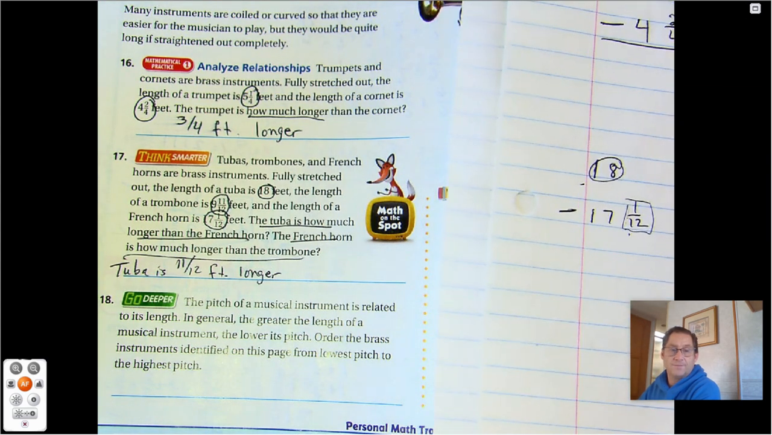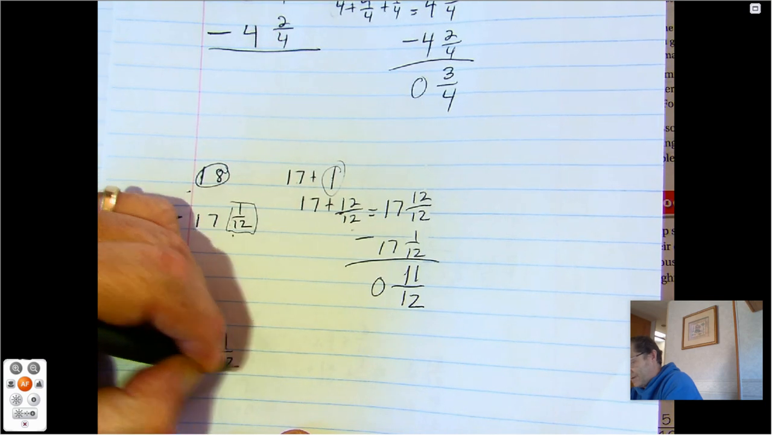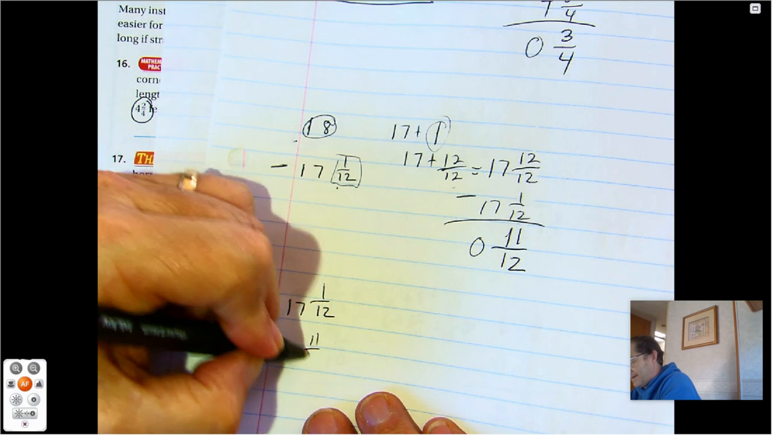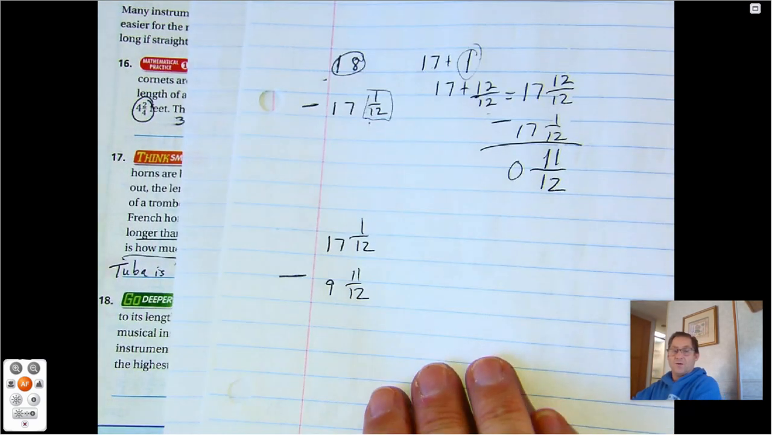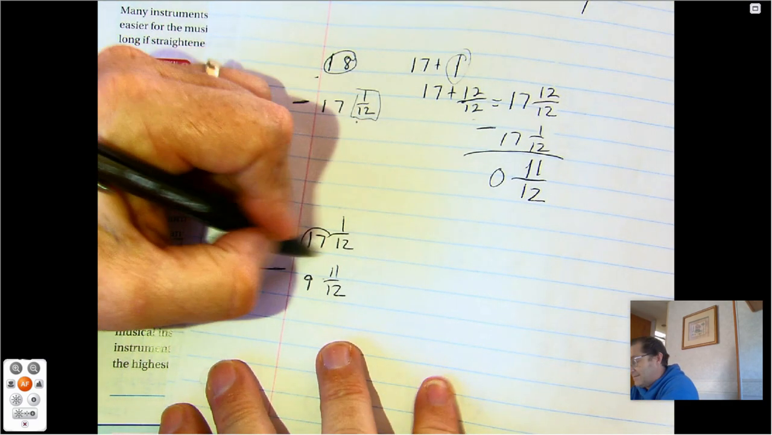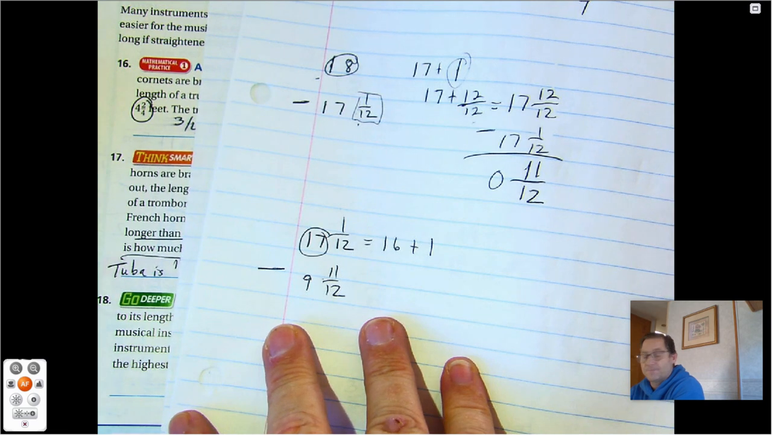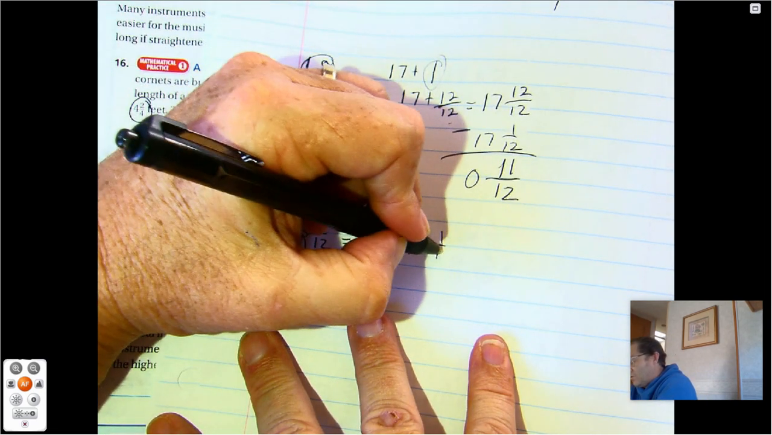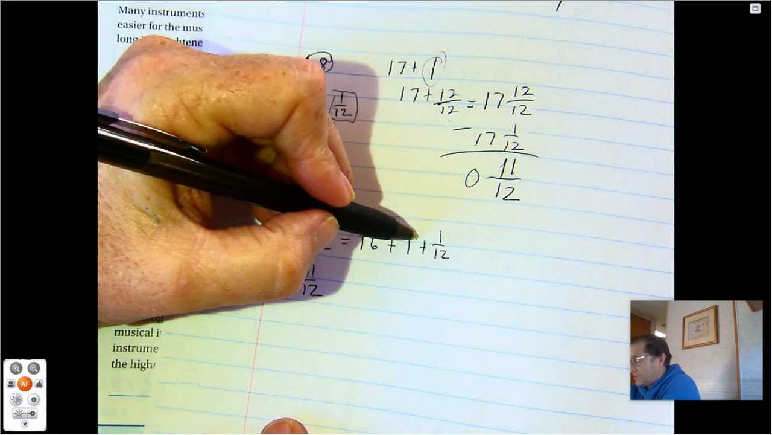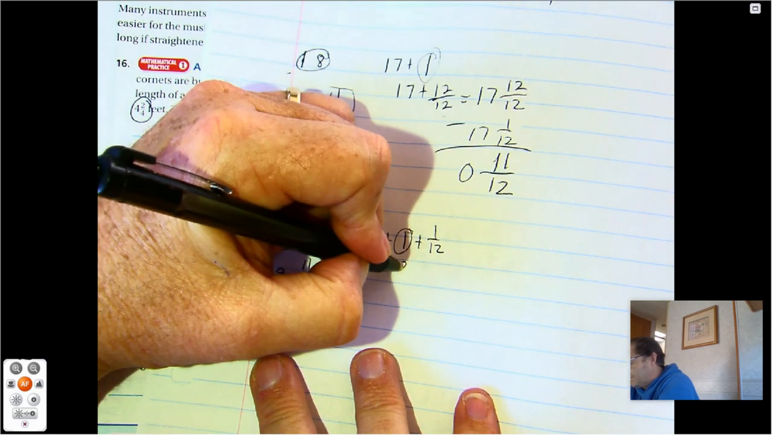How much longer is the French horn than the trombone? So the French horn, 17 and 1/12. Take away 9 and 11/12. Well, I can't take 11/12 from 1/12. So I'm going to rename the 17 as 16 plus 1 plus the fraction that's left over. 1/12 is left over. I'm now going to exchange the 1 whole for a fraction of 12/12.